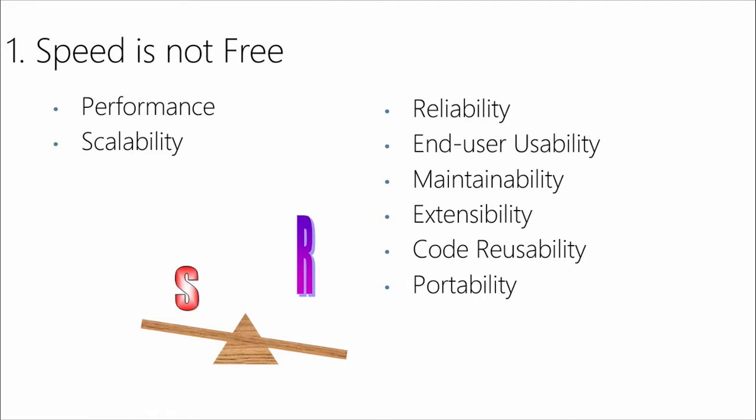Really, speed is not free. It is really a balancing act. On one end, you have to worry about your performance and scalability, but on the other hand, you still have to maintain all the good things you have been taught about, which is reliability, usability, maintainability, extensibility, and code reusability as well as portability. So do not try to optimize just slightly on performance or scalability while you forget all the good things you already have in your code. So really it's a balancing act you need to watch out for. So that's the first common pitfall.